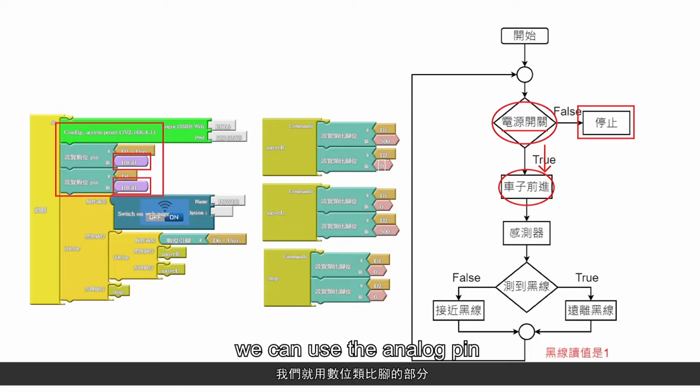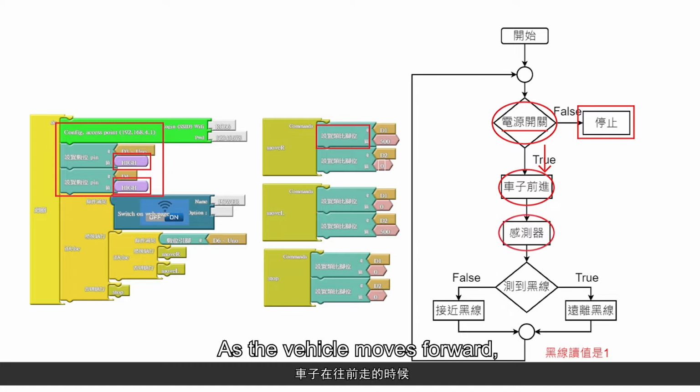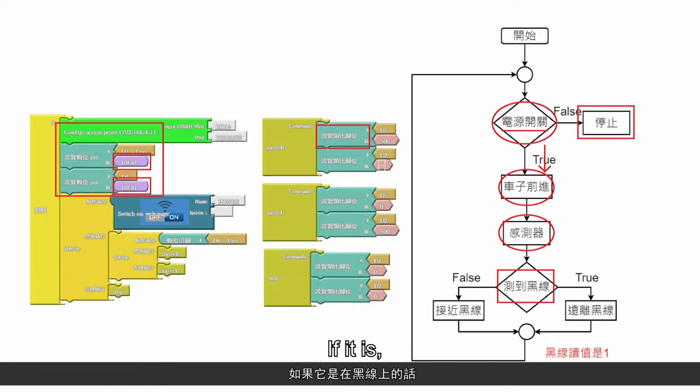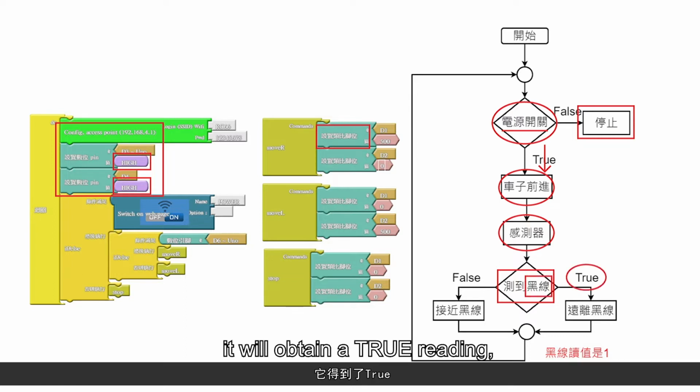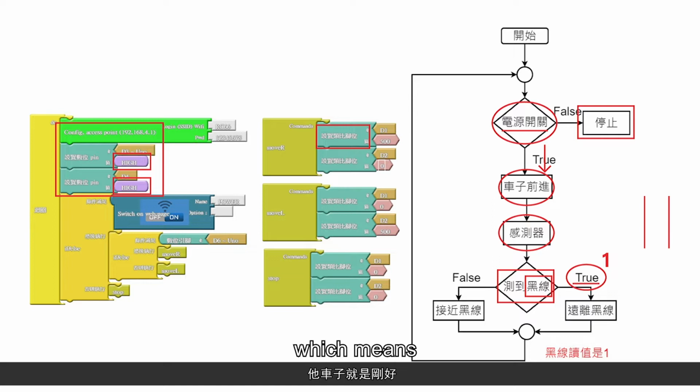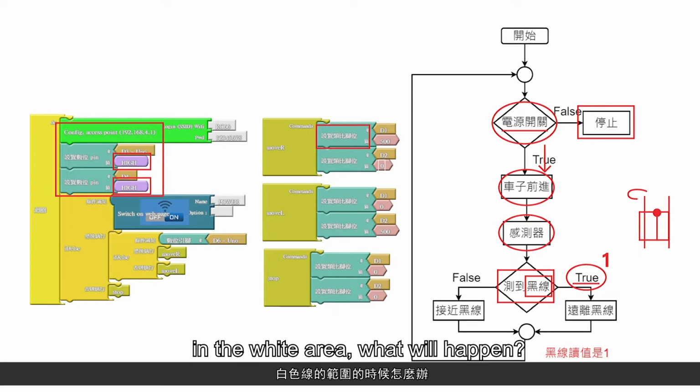As for whether to move or not, we can use the analog pin to set up this part. Next, let's have a look. As the vehicle moves forward, our sensor will start working and check if the vehicle is in the black area. As said before, we need to check if the vehicle is on the black line. If it is, it will obtain a true reading, which means it's on the black line. So it needs to move away. It needs to deviate to the left. When the vehicle is in the white area, what will happen?